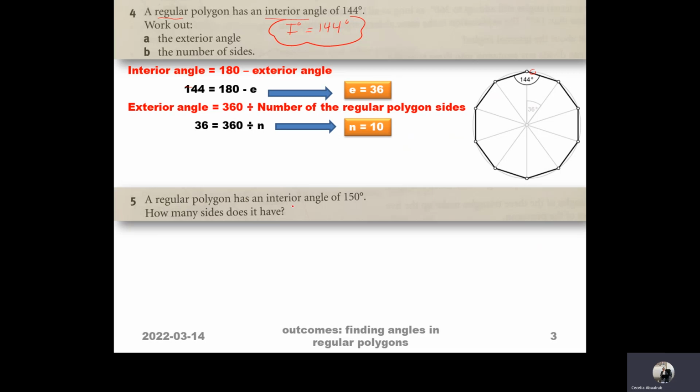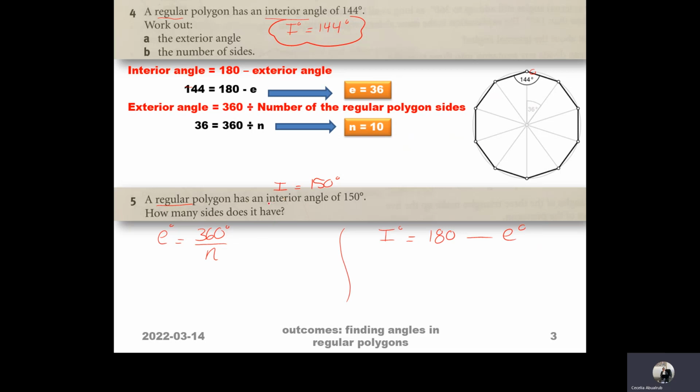A regular polygon has an interior angle, and again, I is given here as 150 degrees. How many sides? As we know, if it is a regular polygon, we have two rules to memorize. E is equal to 360 over n, where n is the number of sides and E is the exterior angle, and the interior angle is equal to 180 minus the exterior angle.